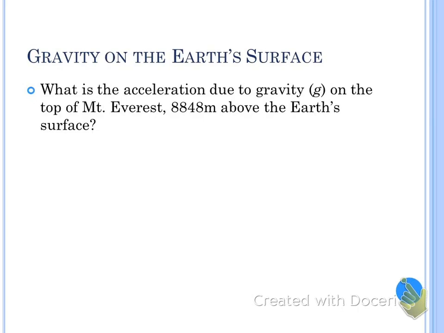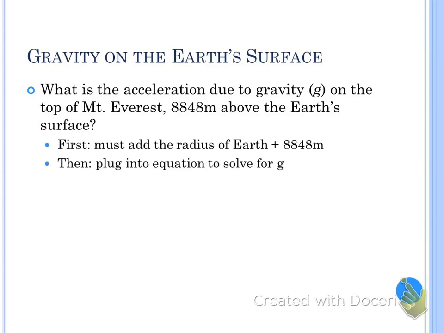All right, we're going to go ahead and try some here. What's the acceleration due to gravity on the top of Mount Everest, which happens to be 8,848 meters above the Earth's surface? Okay, we want to find acceleration due to gravity. First of all, can you anticipate that the acceleration due to gravity is going to be higher than 9.8 or lower than 9.8 at a distance 8,848 meters above the Earth's surface?